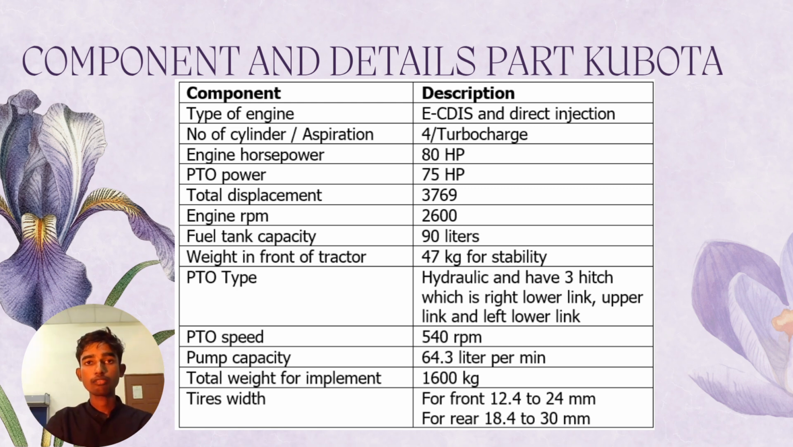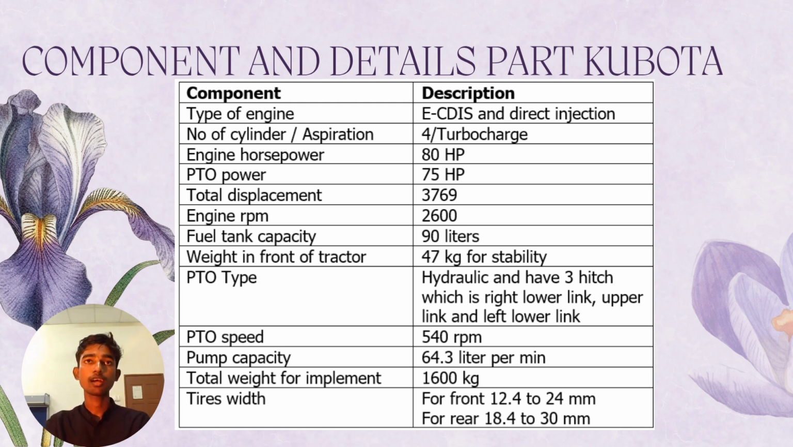On the other hand, for fuel and stability, this tractor, the Kubota M8540, has a fuel tank capacity of 19 liters, which allows this tractor to operate much longer without refilling. The weight in front of this tractor is 47 kilos, and the front weight improves balance, especially when using rear implements, and prevents this tractor from tipping forward.